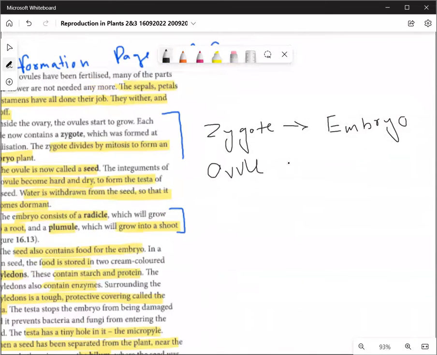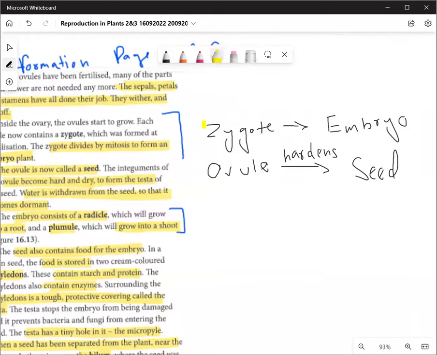The ovule forms the seed. Ovule becomes the seed. So what happens is ovule becomes seed. How does it become seed? It hardens. Is that clear? Now you should write this in your notebook. These 4 things. Zygote becomes embryo, ovule becomes seed. How does it become it? It hardens.